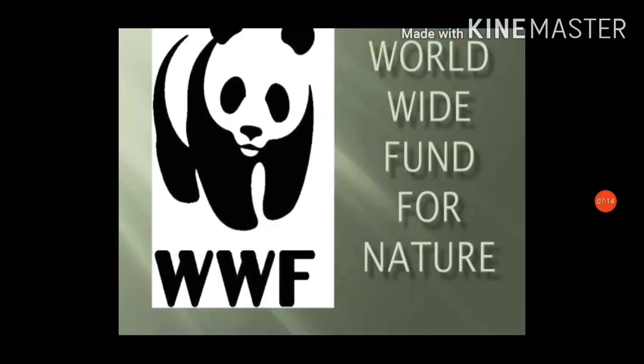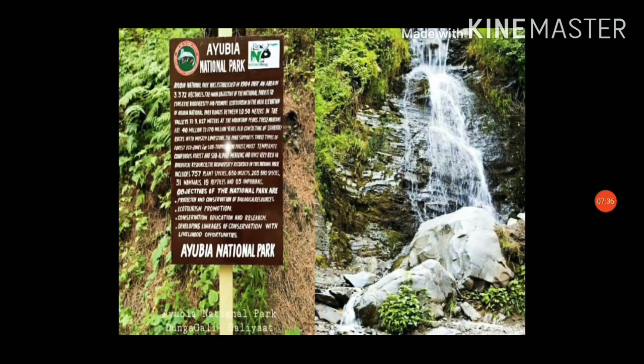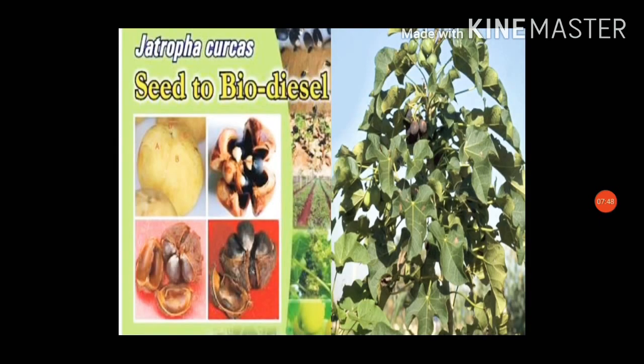Next is the WWF. Its old name is World Wildlife Fund, but now it is called World Wide Fund for Nature. It is working on many projects related to conservation of nature. The first one is improving subwatershed management and environment awareness around Ayubia National Park. Next one is the plantation of the tree known as Jatropha and mangroves in district Thatta, Sindh.